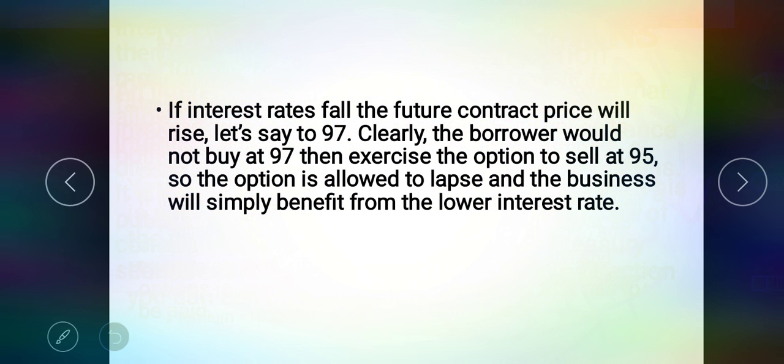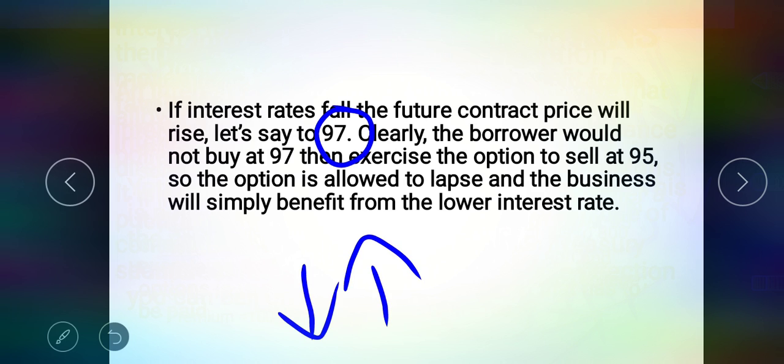If the interest rate falls, the future contract price will rise. Let's say 97. So clearly the borrower would not buy at 97. He is going to buy at 95 only, then exercise the option to sell at 95. So there is no profit and no gain, so the option is allowed to lapse. Here he can use the option in order to avoid loss, and the business will simply benefit from the lower interest rates.